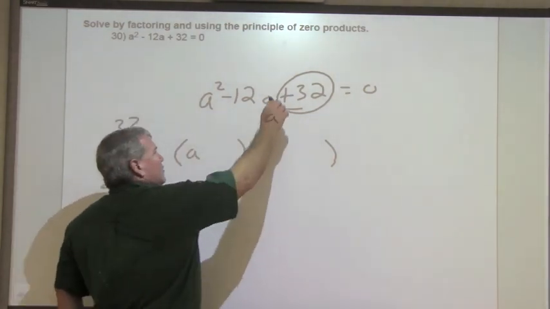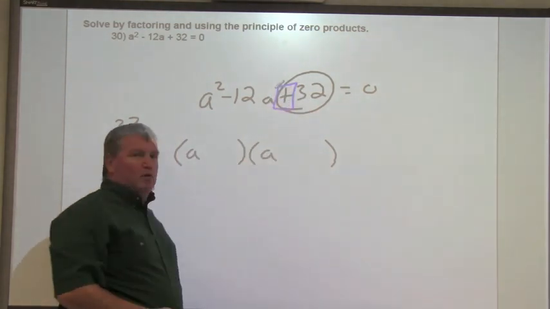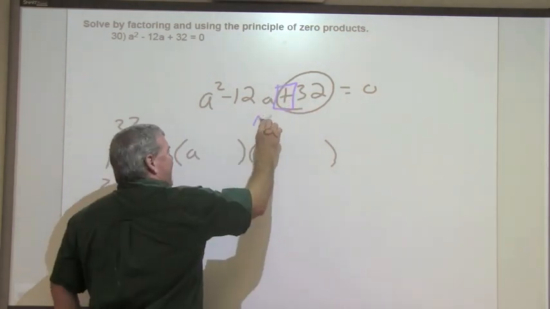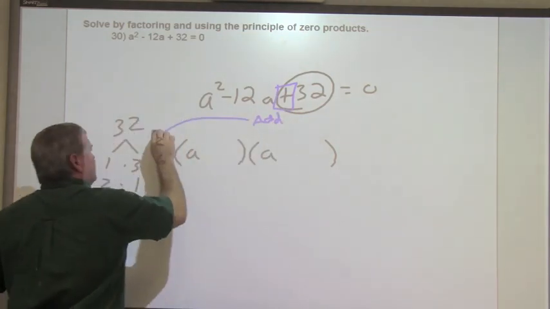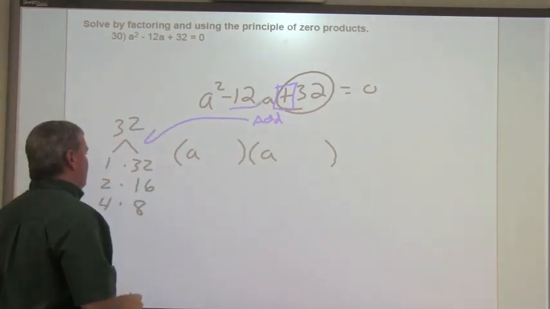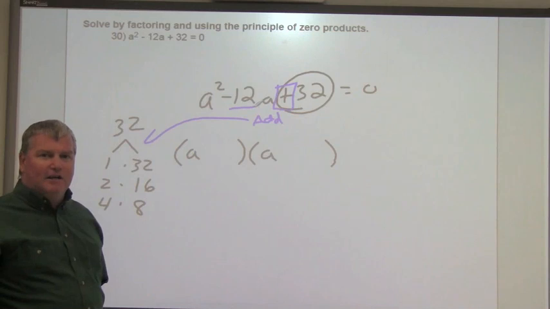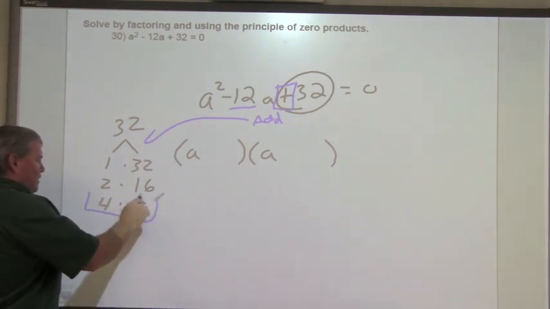Now, the last term's positive this time. What that means is I'm going to add the factors to get my middle number. Well, which one of these, when I add them, gives me a 12? Well, that would be the 4 and the 8.